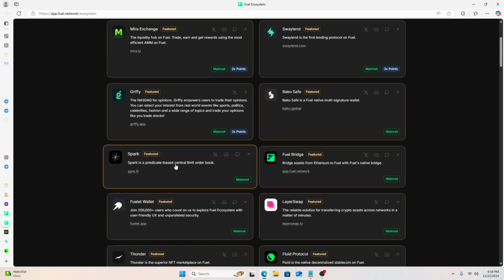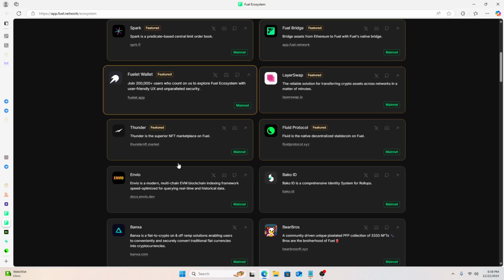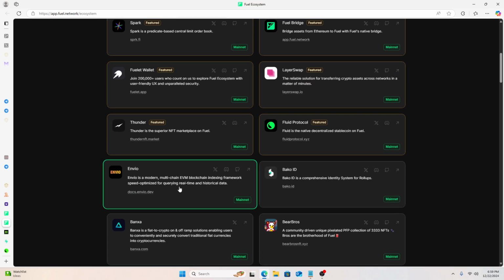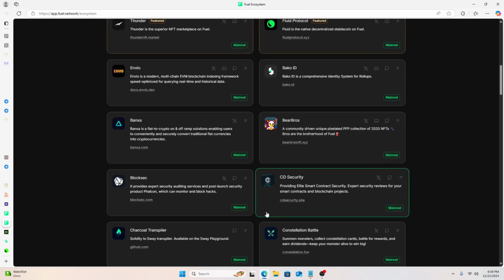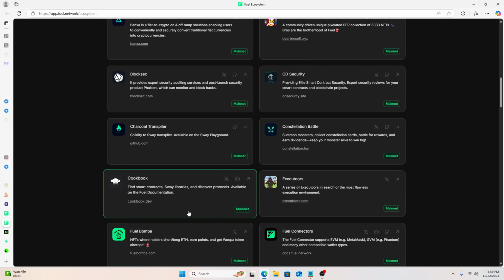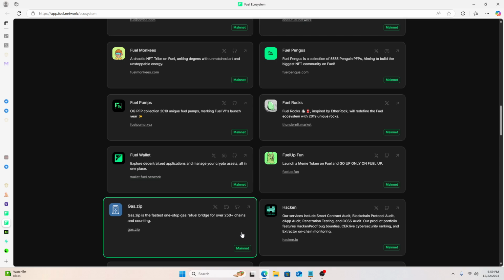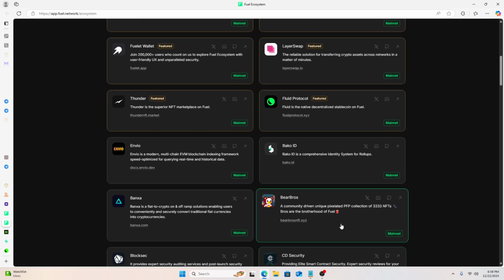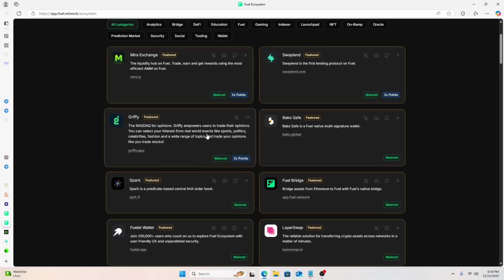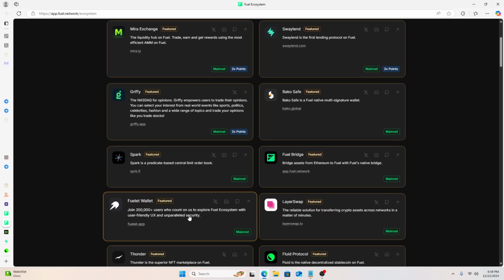Multisig, Spark. Let's see. Fiat to crypto. So these ones at the top are the ones that will give you opportunities to earn either APR or points. So I'll focus on the top area for now.